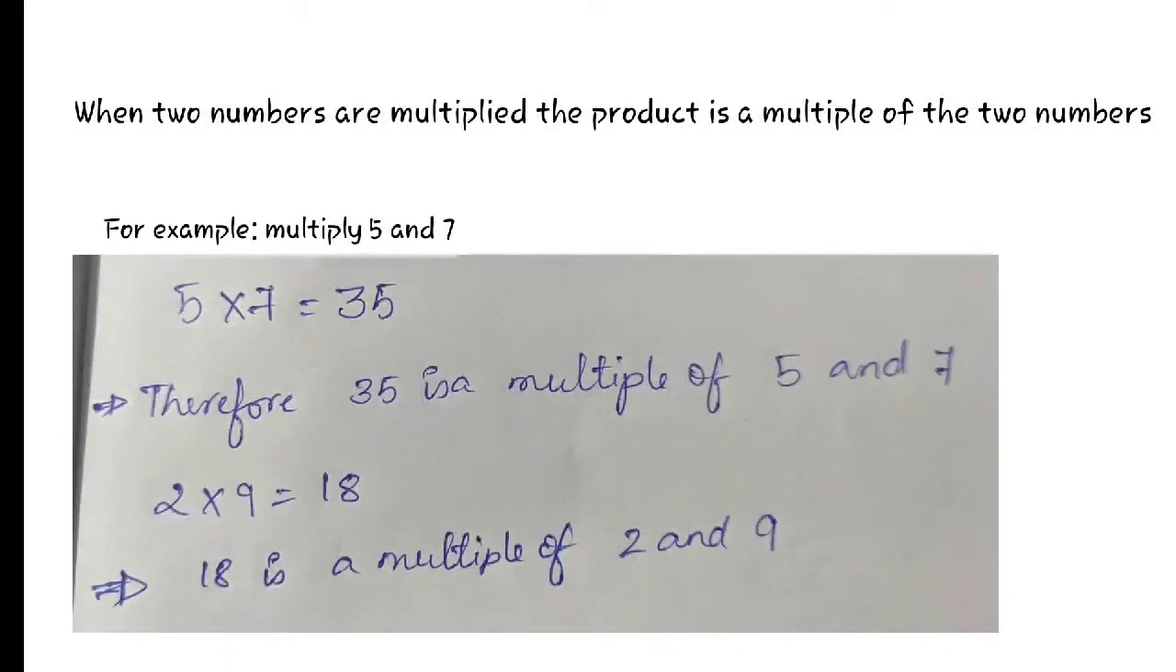Now look at this example. Multiply 5 and 7. So if we multiply 5 into 7, we get the answer as 35. Therefore, 35 is a multiple of 5 and 7. And look at the next example, 2 into 9 is 18. So 18 is a multiple of 2 as well as a multiple of 9.